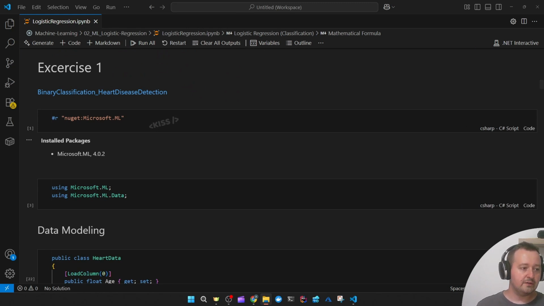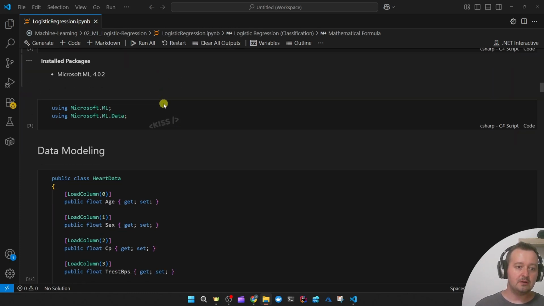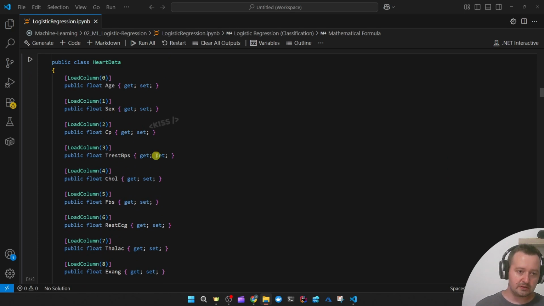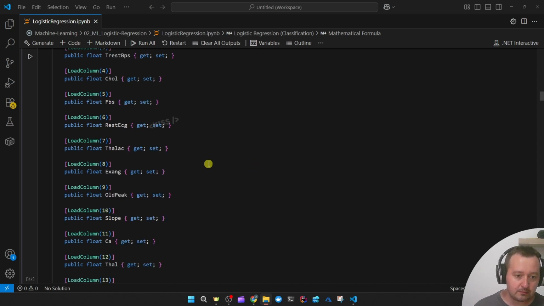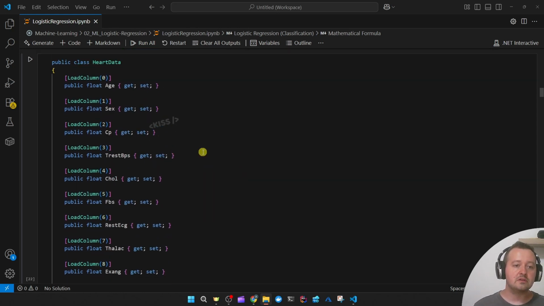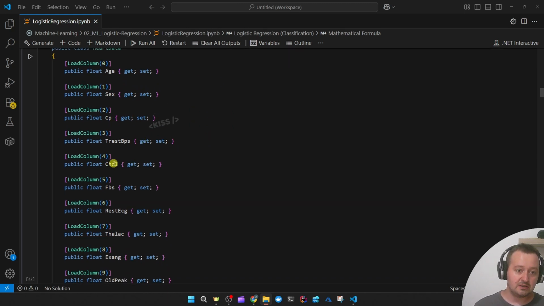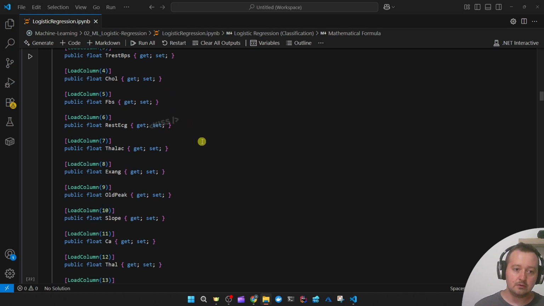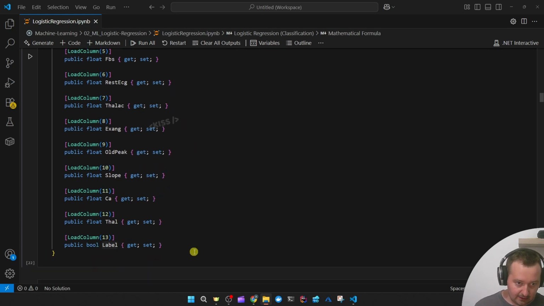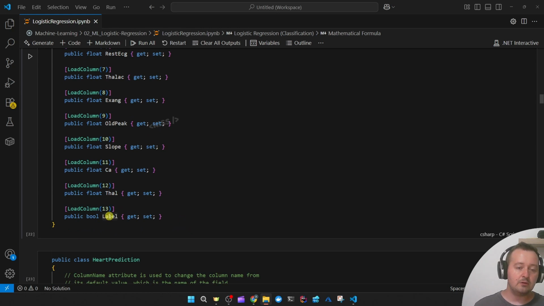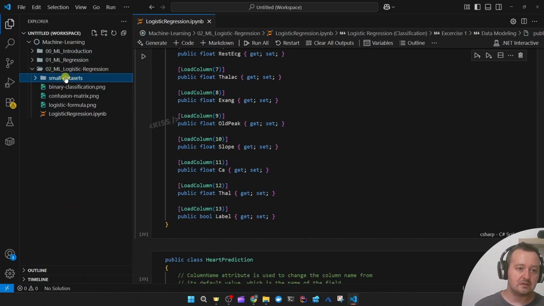So exercise 1. There's a link to the exercise if you want to read it through, which may be interesting to understand all of these properties, since they are unfortunately abbreviated like this. And even if they weren't, maybe they're too medical for us to understand. It's basically age, sex, CP, don't know, CHOL, I think it's cholesterol, I'm not sure, and a few more. And then the last one is the label, which is basically, let's take a look at the data, going to be true or false for whether the person has a heart disease or not.